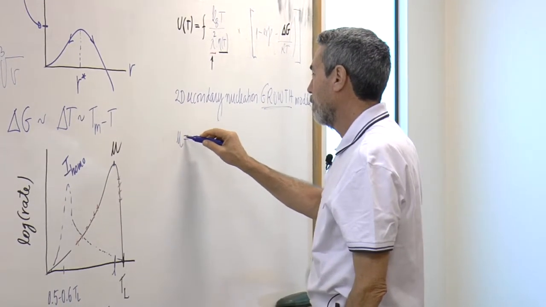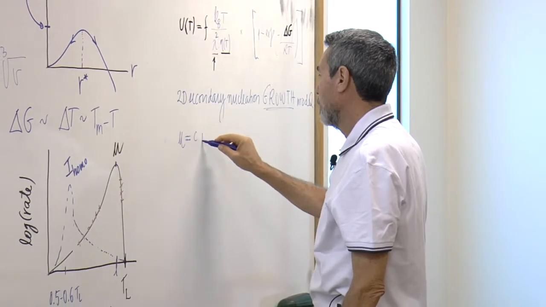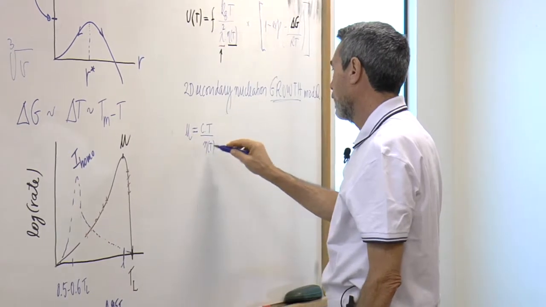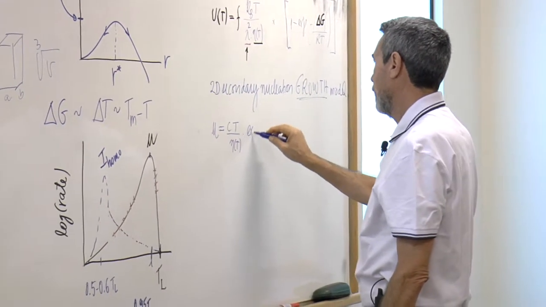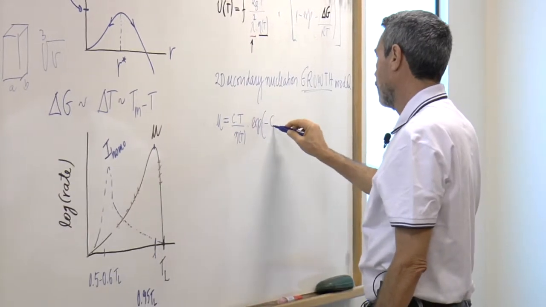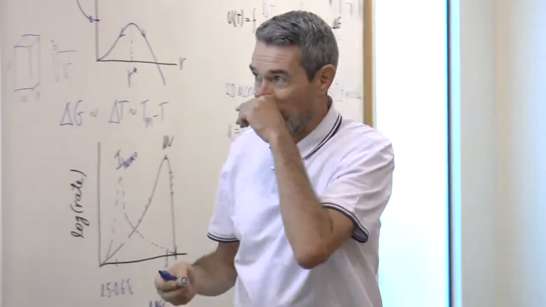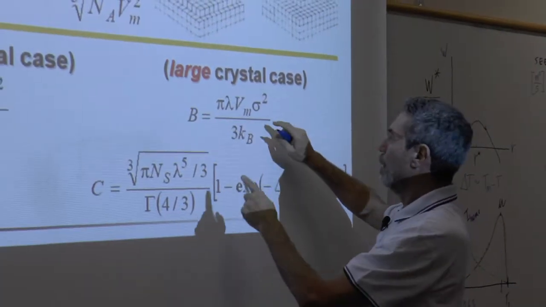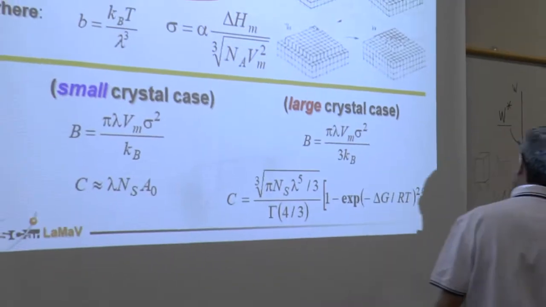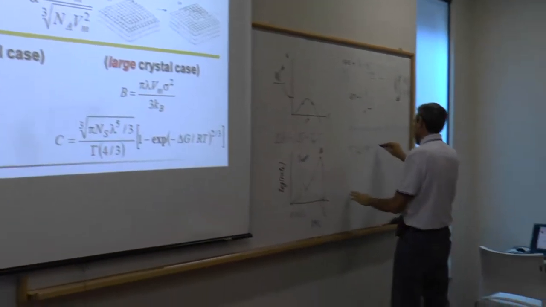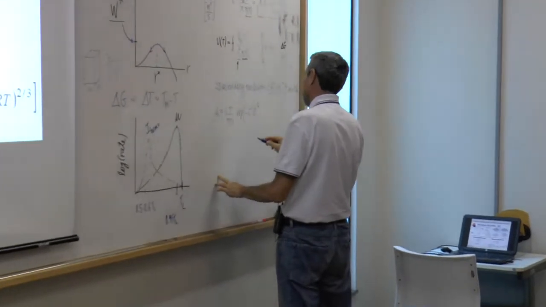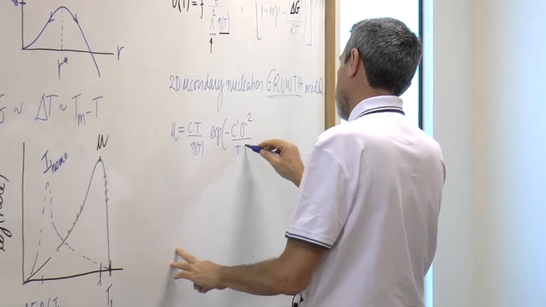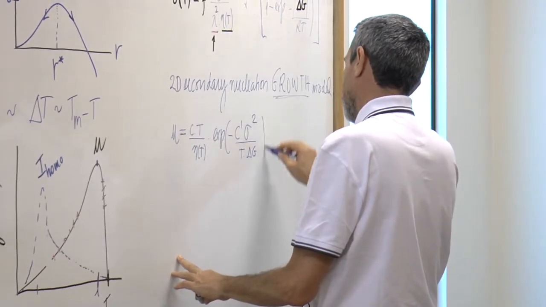U is equal to some constant T over eta, exp minus some constant, 2 sigma square, divided by T delta G.